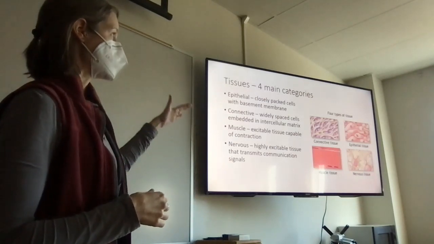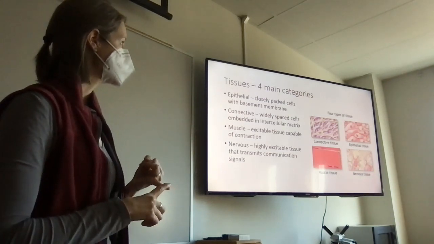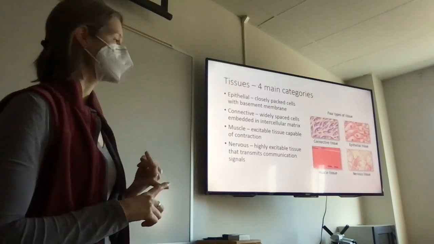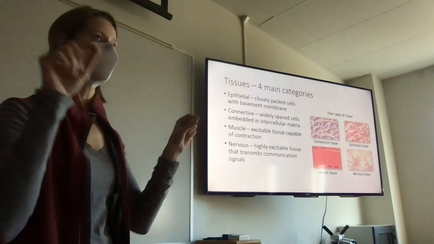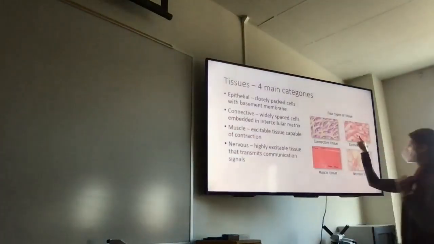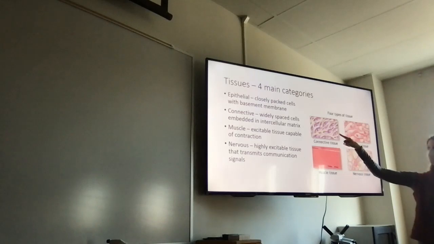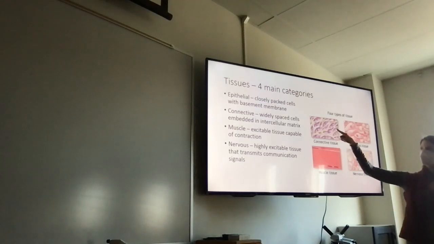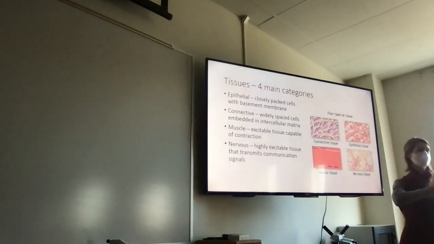So these are the four main categories, the big categories of tissues. You have epithelial tissues, which are closely packed cells that are all connected to a basement membrane, and I'll show you what that looks like. But they're all packed in there right next to each other, like this. But lots of closely packed cells. Connective tissue is more widely spaced. So these purple things are the cells, and then there's space in between the cells. So they're not packed up against each other.